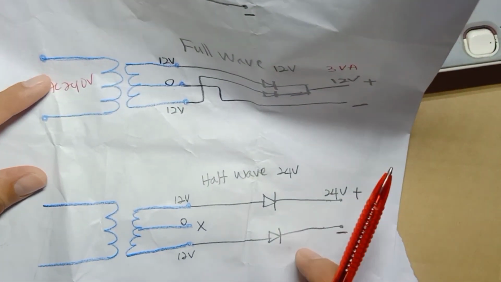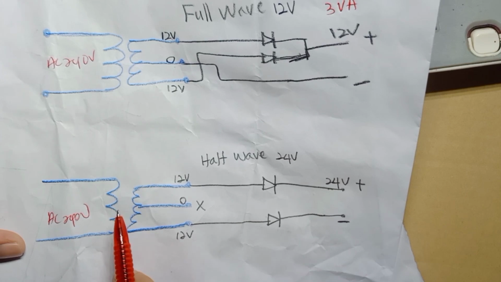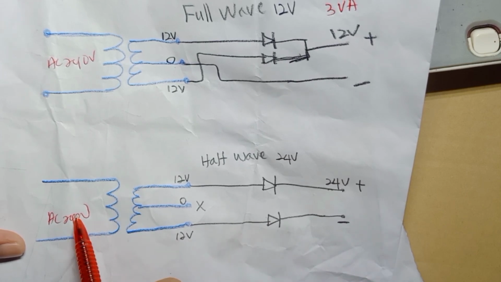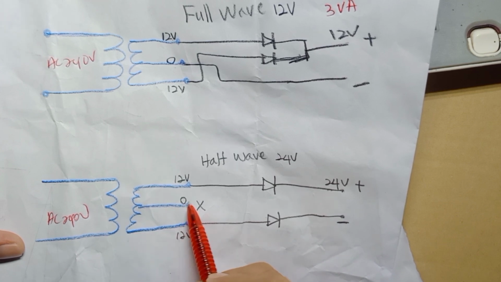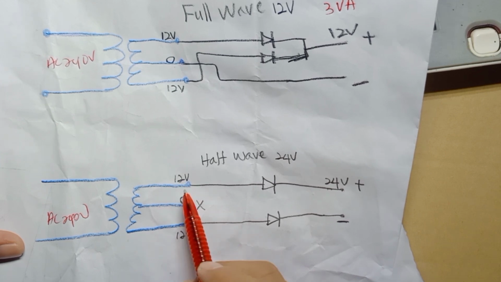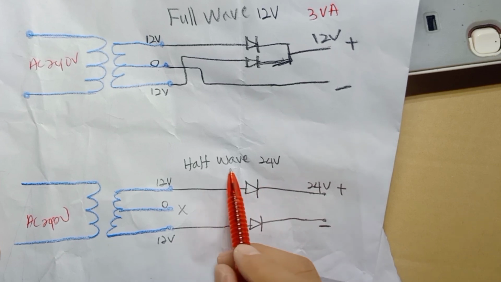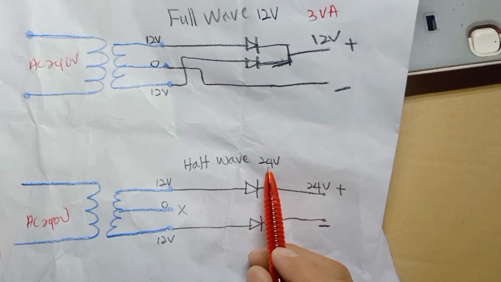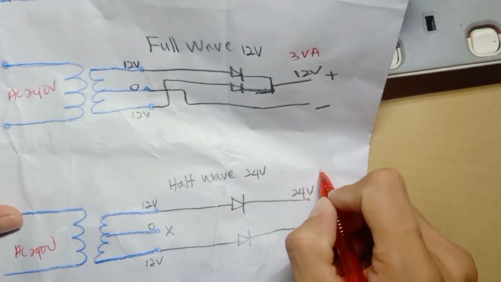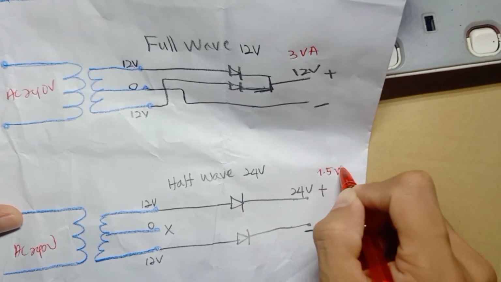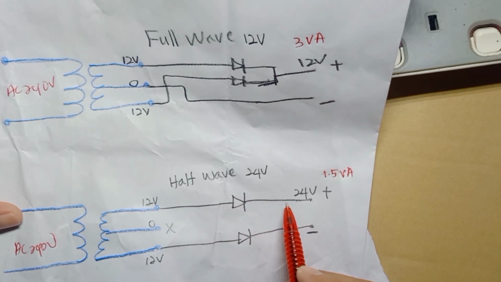And on the other side, in this position, we can use this transformer as 24 volt. So 12 0 12, we're not using this 0 anymore. So we use 12 on this side and 12 on this side. Then we go through one diode, and this time we have 24 volt output. So the ampere will be low as well. So half wave of 24 volt.